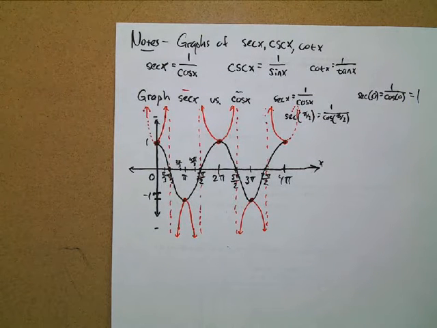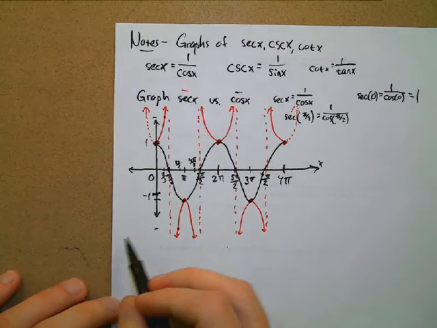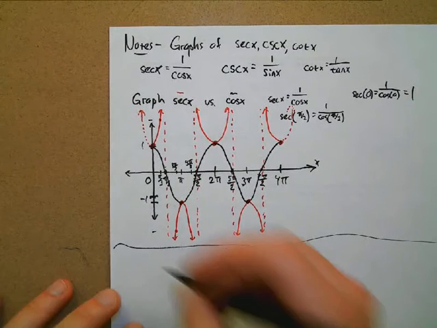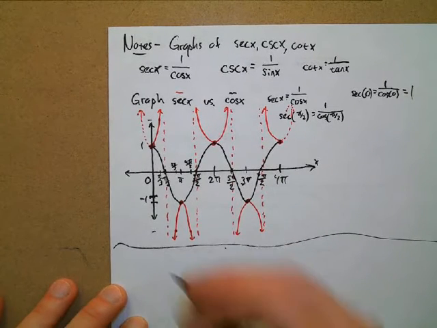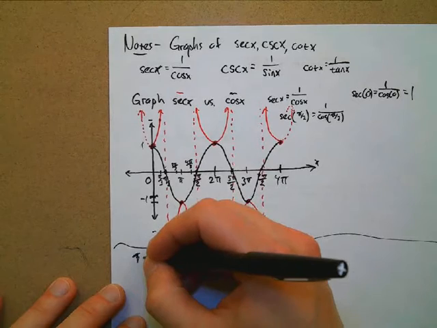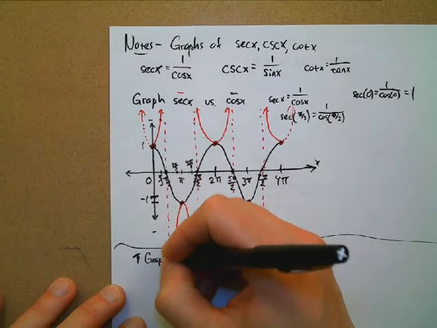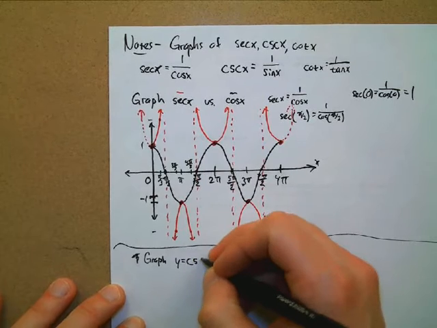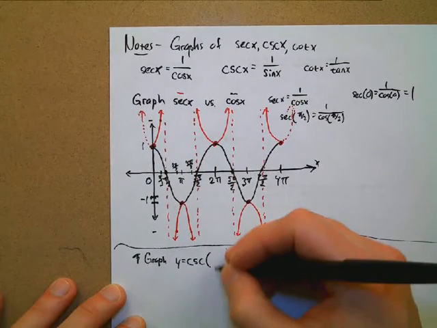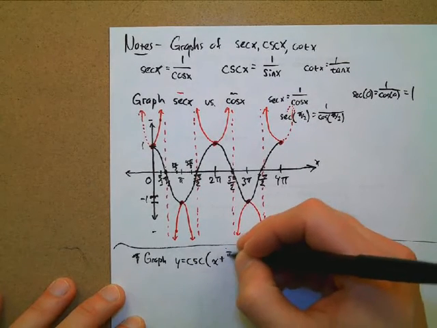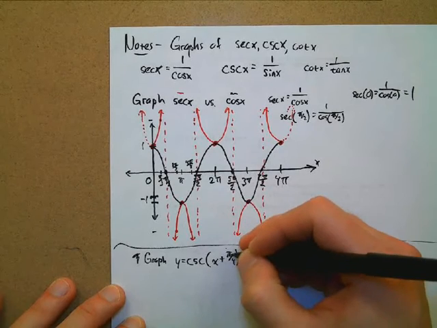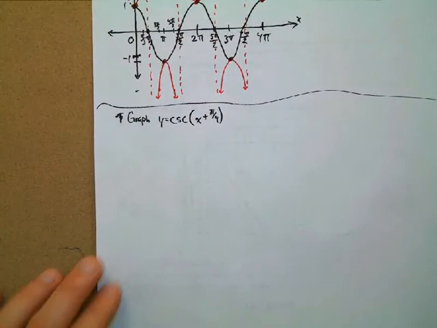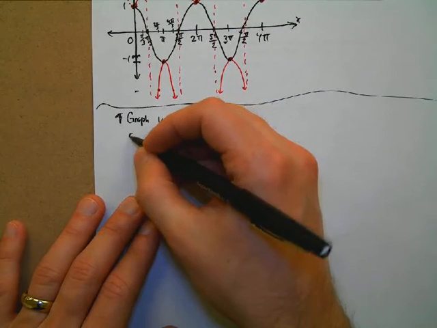Okay, so graph y equals the cosecant of x plus pi over 4 over one full period. Okay, so here we have a horizontal shift, and that's it.